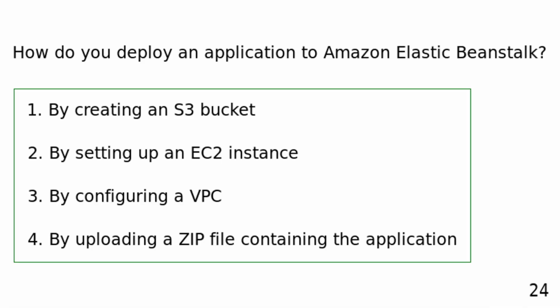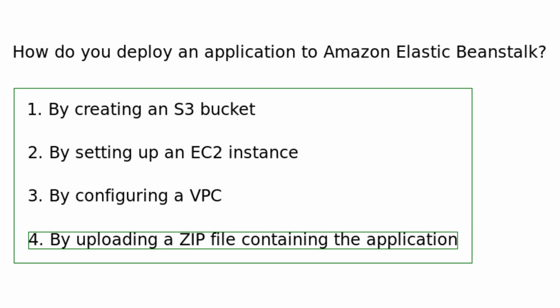How do you deploy an application to Amazon Elastic Beanstalk? By creating an S3 bucket. By setting up an EC2 instance. By configuring a VPC. By uploading a zip file containing the application. Applications are deployed to Elastic Beanstalk by uploading a zip file containing the application and its dependencies.